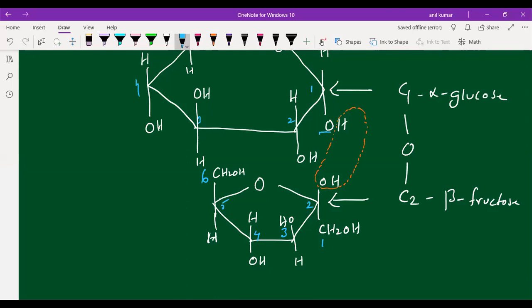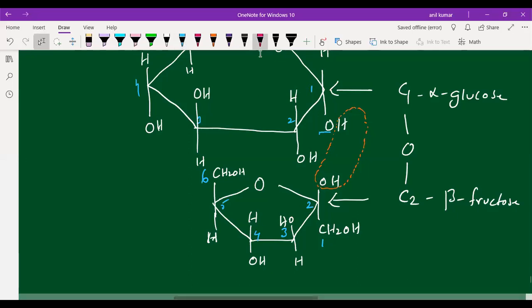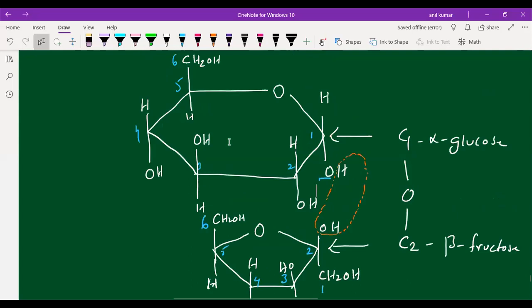Okay, students. Up to this, did you understand or not? Please message in the chat box, students, so that I will come to know whether you understood or not, because I will draw the structure.